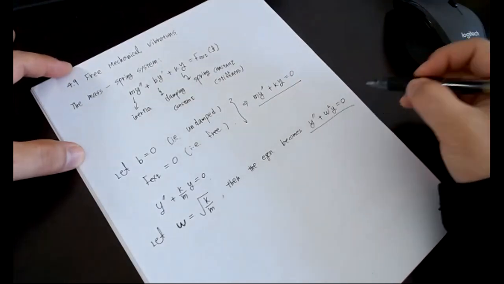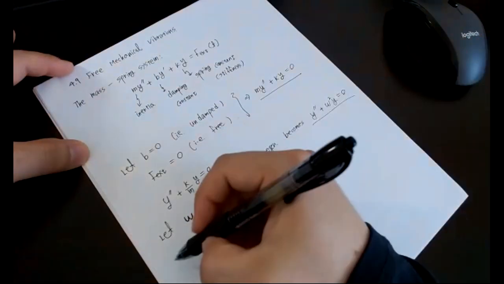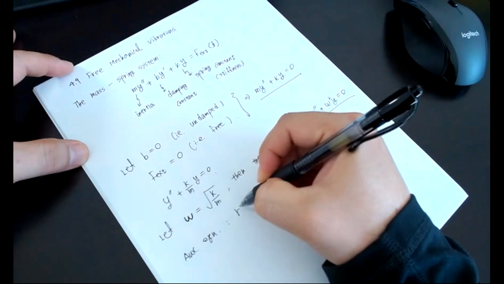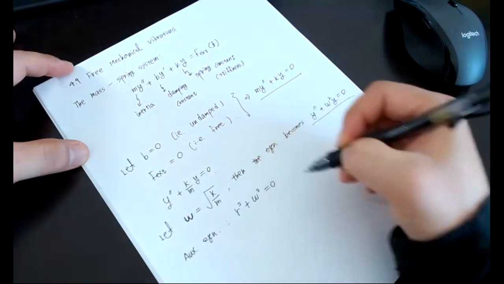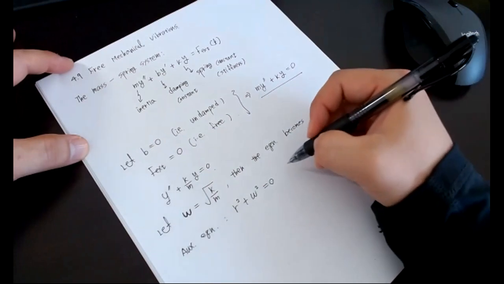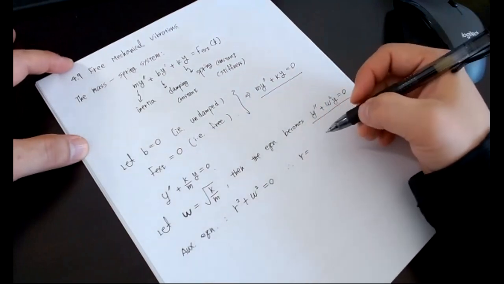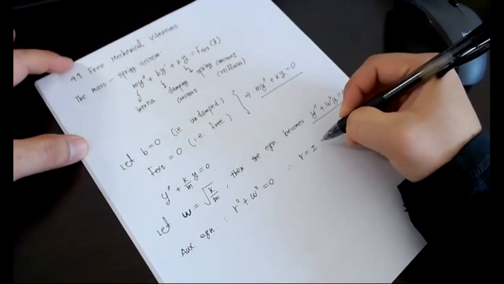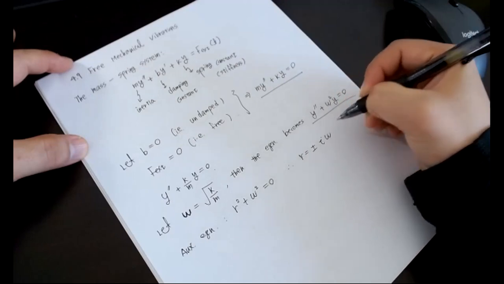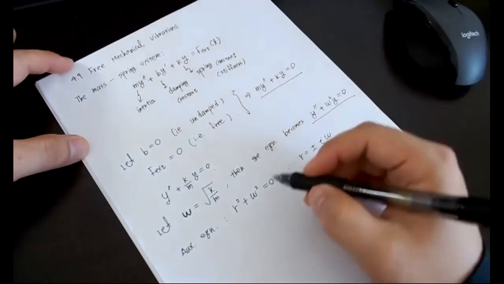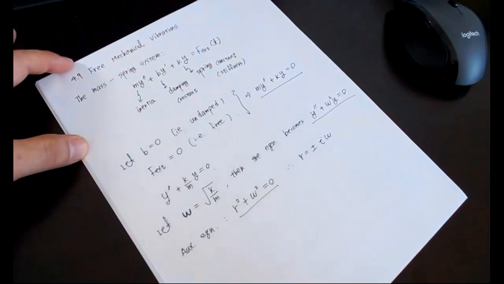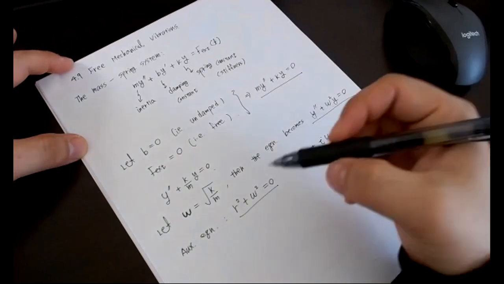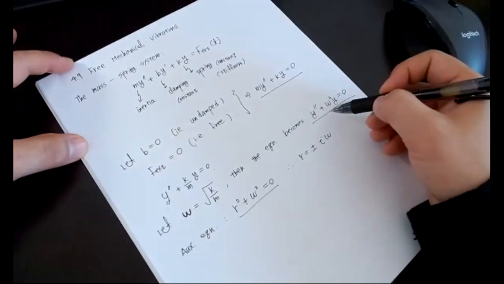Now we're going to find the auxiliary equation, which is r squared plus omega squared equals 0. So what's the root of that auxiliary equation? r is plus or minus i times omega, isn't it? Since this has two complex roots, what is the form of the general solution?